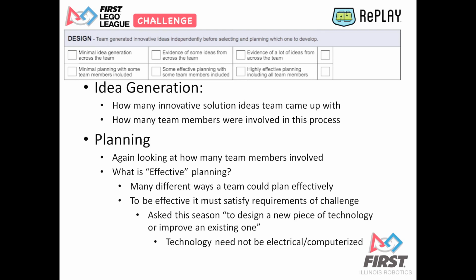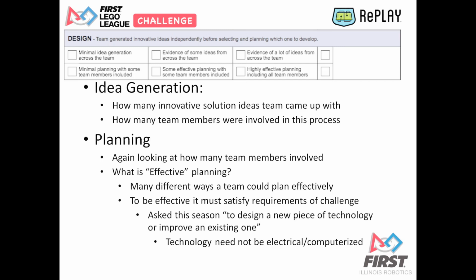So moving on to the Design section of the innovation project, this focuses on learning about different ideas the team considered when coming up with their innovative solution, and also the planning the team used when they're designing their innovative solution. Judges are also going to look at how many of the team members were involved in coming up with ideas and planning the solution. So remember that whenever a section of the rubric has multiple criteria, the judges must believe the team accomplished both criteria in order for the team to be marked at that particular level.